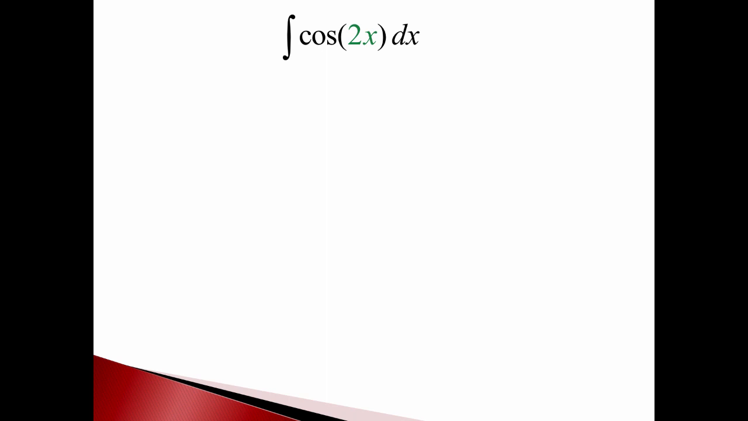So here's an example. I'm going to work this the slow way, the way that you probably saw it in Calculus 1. So what we have is not cosine of x, when we have a formula for that. We have cosine of 2x. So you can sort of imagine this as cosine of some stuff.